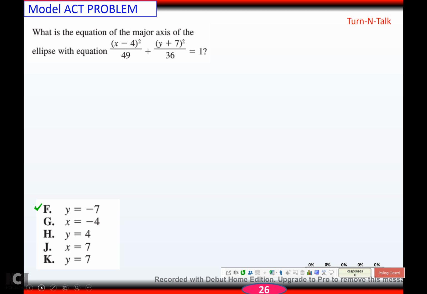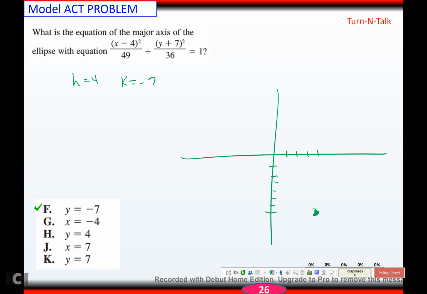Hopefully you got y equals negative 7. Okay, the reason I know that is h is 4, k is negative 7. So my center is at 4, negative 7. Okay, the x's are first, or 49 is bigger than 36, so a squared is under the x squared. So that's going to be my major axis. This thing's going to run sideways. And the equation of that line, that major axis, would be, it's going through negative 7 horizontally. So that makes it y equals negative 7.